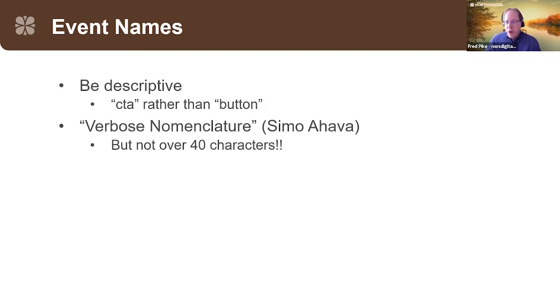Simo Hava at one point mentioned use verbose nomenclature, i.e., another way of saying be descriptive. Now, you can't go over 40 characters. If you go over 40 characters, it gets truncated. The event name gets truncated to 40 characters. But be as descriptive and as verbose as you need to be. I think that's really important.